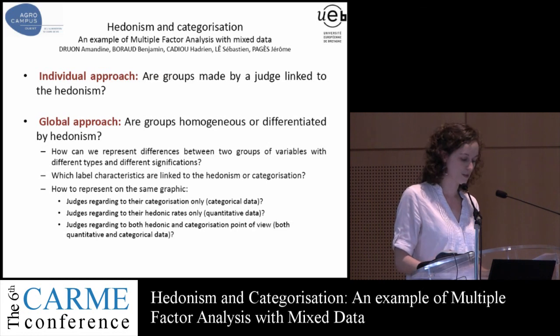On the poster, you will see how we can represent differences between 2 groups of variables with different types and different signification in order to compare them, and which label characteristics are linked to the hedonism and the categorization. And finally, and it's very important, how to represent on the same graph judges regarding their categorization only, which is categorical data, judges regarding their hedonic rates only, which is quantitative data, and judges regarding both hedonic and categorical points of view, which is a group of quantitative and categorical data.